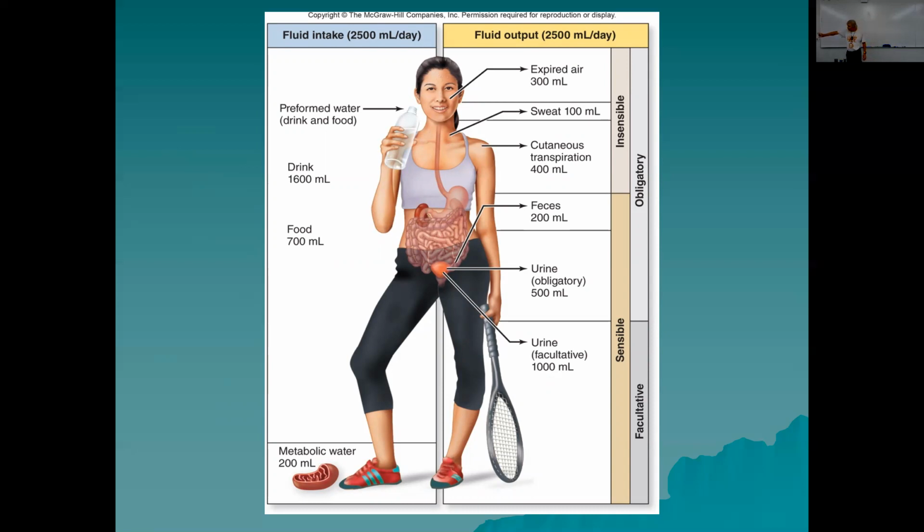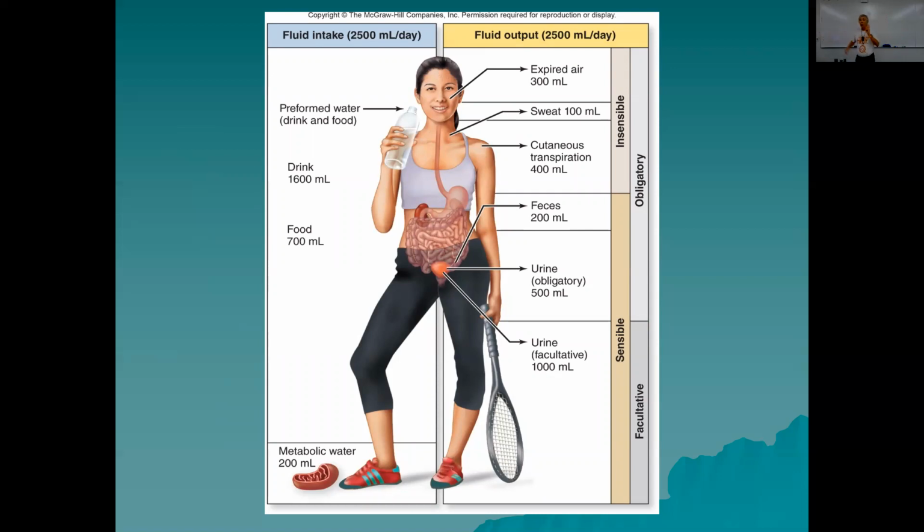Anyway, on the right is the fluid output. And they also have sensible and insensible. The urine and feces is sensible. You know you're losing water there. Cutaneous transpiration is definitely insensible. And if you're just sweating a little bit, it's insensible. And of course, the expired air is insensible. But sometimes sweat can become sensible. If you really go in the gym and you're really working out and sweat is dripping off of you, you can tell that you're losing water. But in the normal course of a day, you can't tell that you're sweating a little bit. So it's mostly insensible.